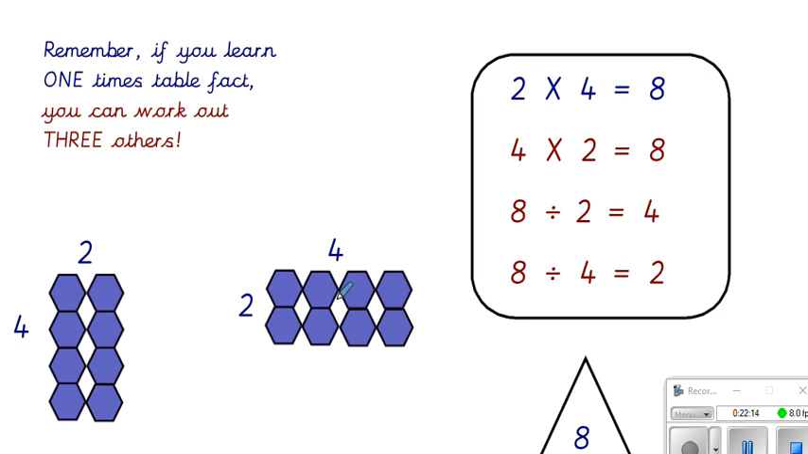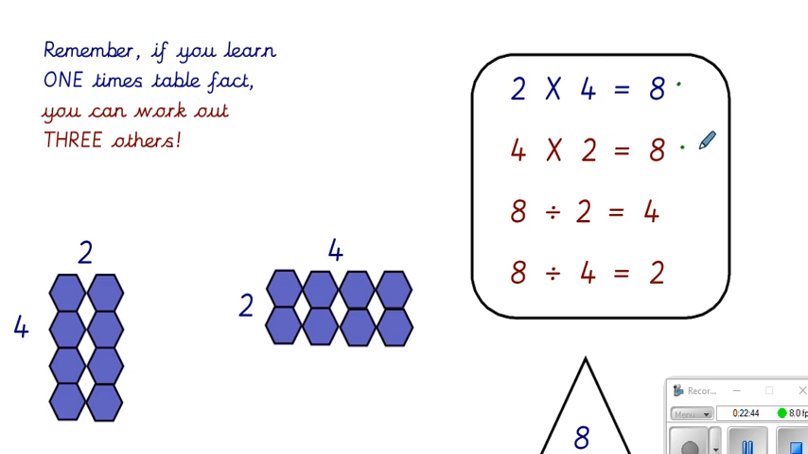Let's have a look at this. I've got 2 arrays here. I've used some hexagons this time instead. I've got 2 times 4, shown in 2 different ways. And if I know that 2 times 4 is 8, I can work out 3 others. If 2 times 4 is 8, then 4 times 2 is 8 as well, because of the commutative law of multiplication.